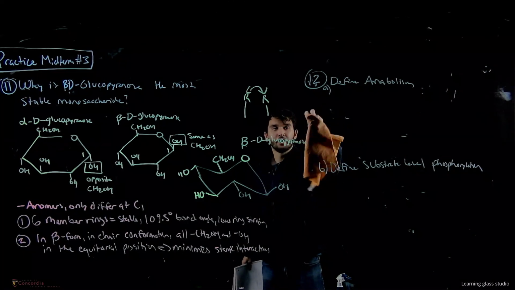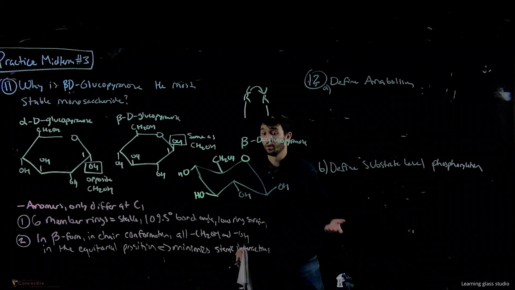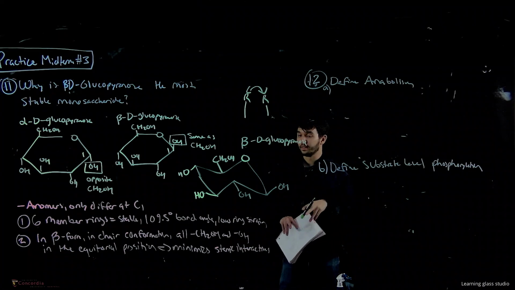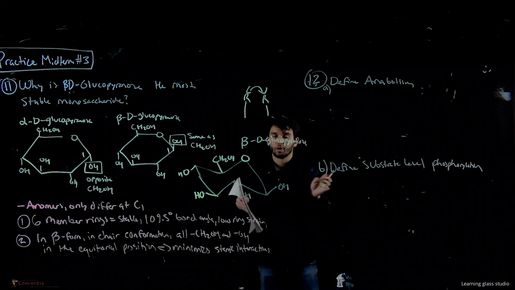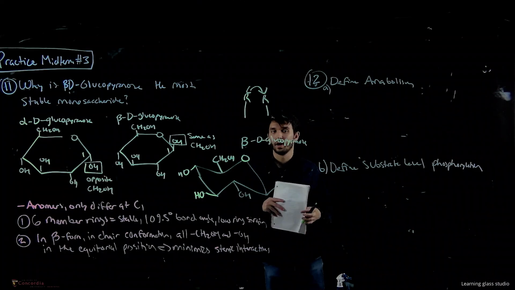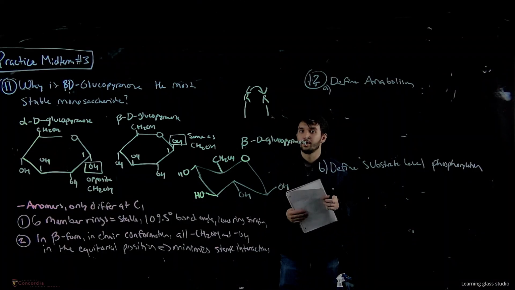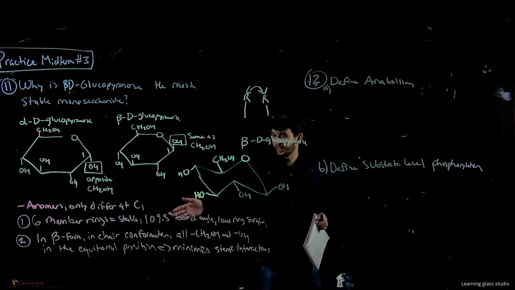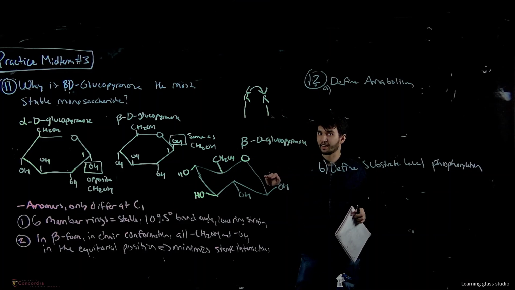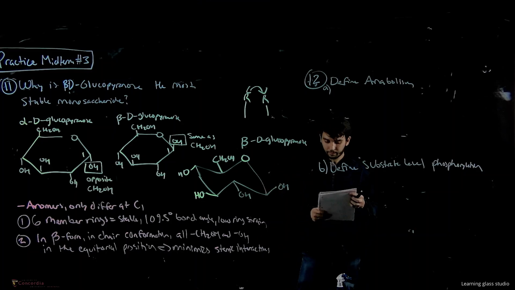So because of that, the equatorial positions are more stable in this case because it minimizes steric interactions. These groups are farther apart, they're not facing each other at all. They can't really interact in any real way. Thus, because the beta form gives all of these groups in the equatorial position, not the axial position, that makes it the most stable, okay?